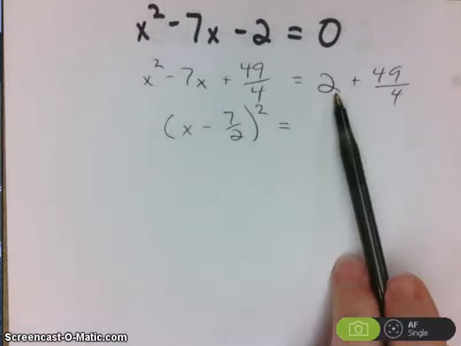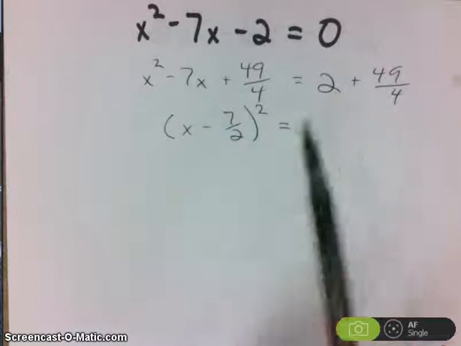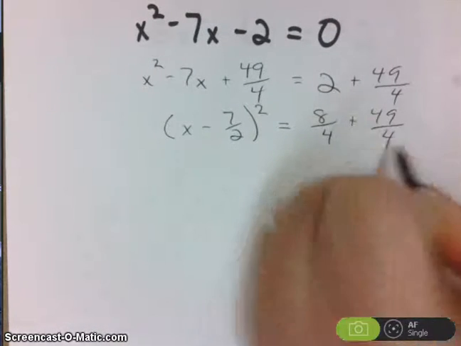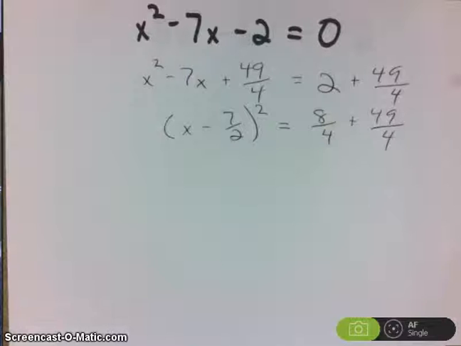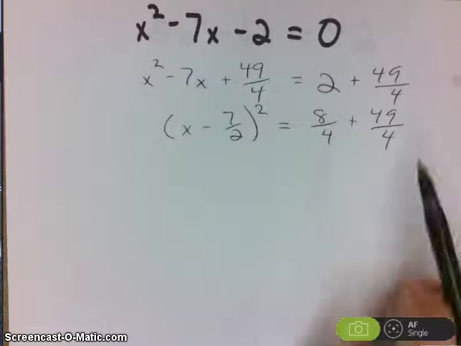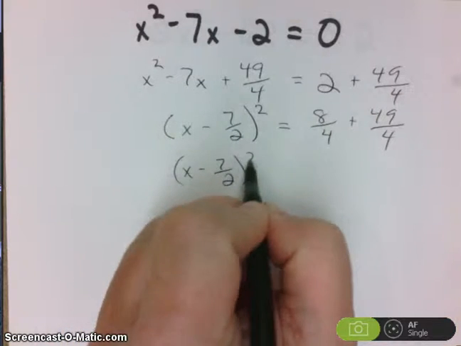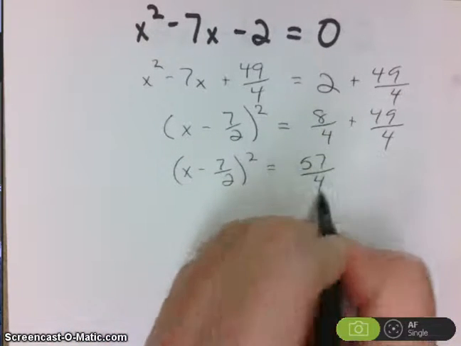And I'm not going to call this 2. I'm going to call this 8/4, so that we have a common denominator. 8 over 4 is 2, but now I can add these. So I've got x minus 7 halves squared is equal to 57 fourths.